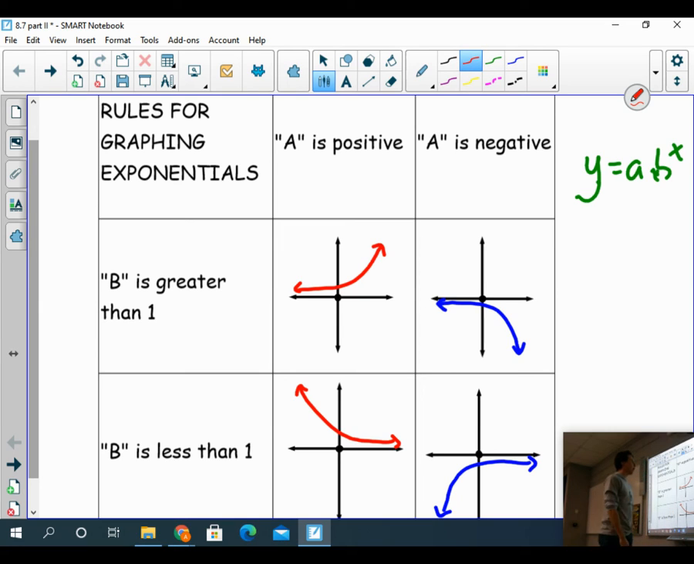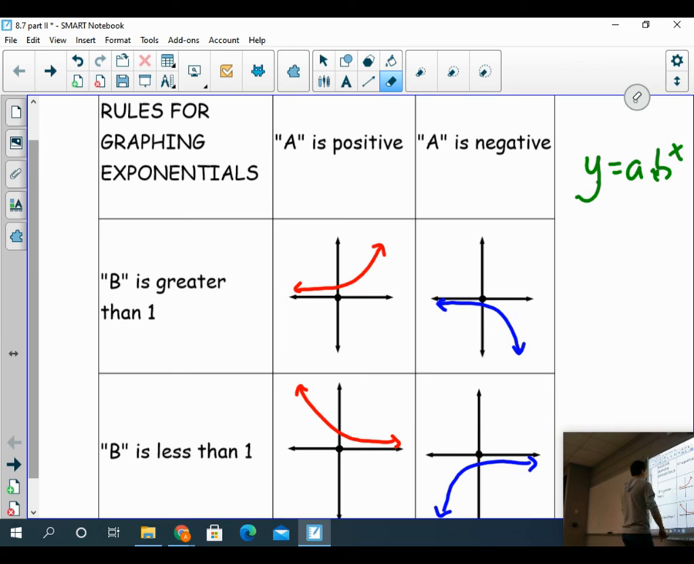If your a value is positive, your exponential function curve will always be above the x-axis. See how it's above the x-axis? If your a value, your initial value, is positive, your exponential function will always be above the x-axis. If you think back to the exponential functions we just graphed, both our a values were positive. Consequently, both our curves were above the x-axis.